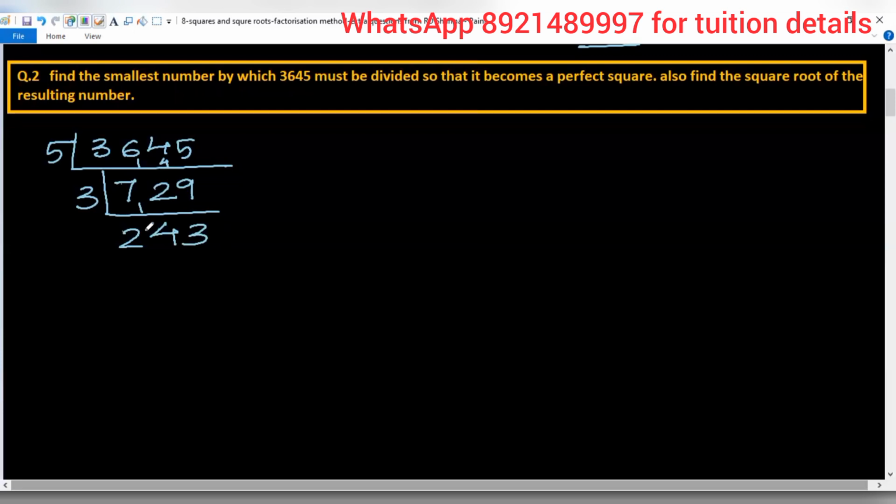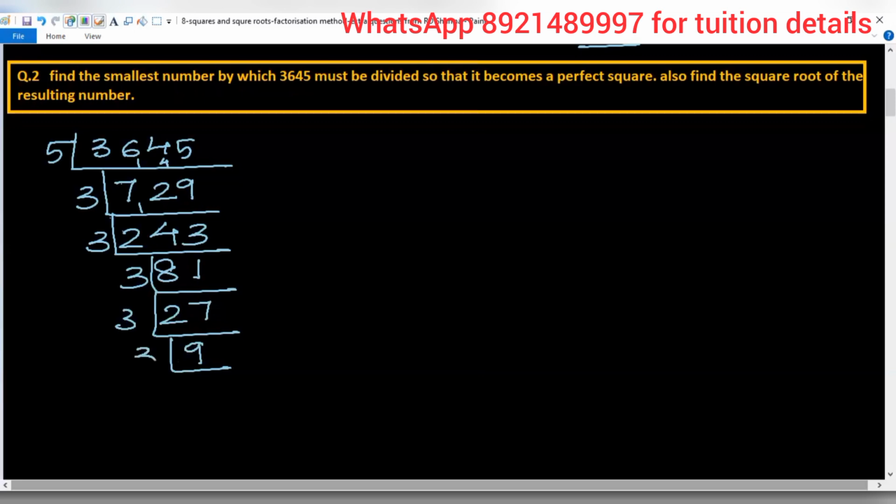Again, when we add the digits, 2 plus 4, 6. 6 plus 3, 9. 9 is a multiple of 3. So 243 is divisible by 3. 8 times 3, 24 and 1. Again, 81 is a multiple of 3. So when we divide it by 3, we will get 27. Again, 3, 9, then again 3, 3. So this is the number which we get. 5 comes only one time.